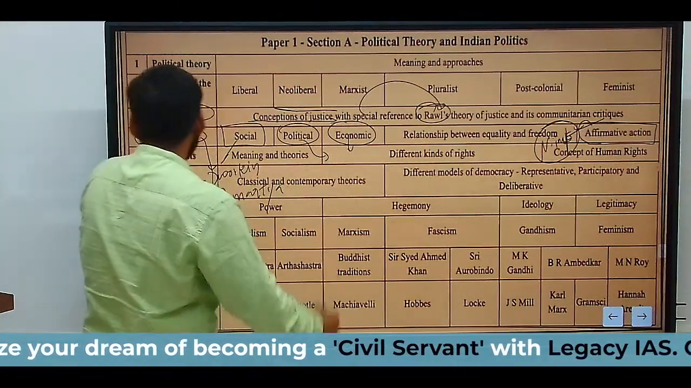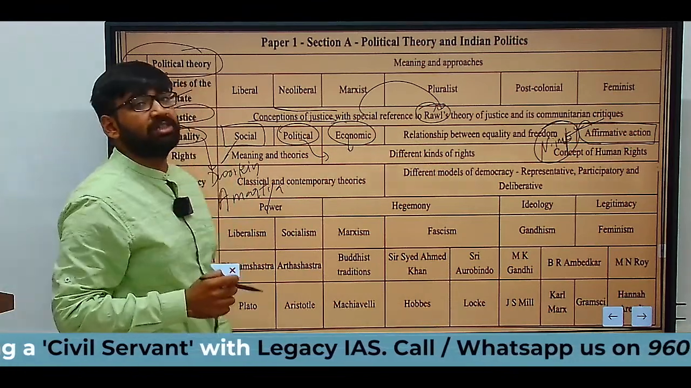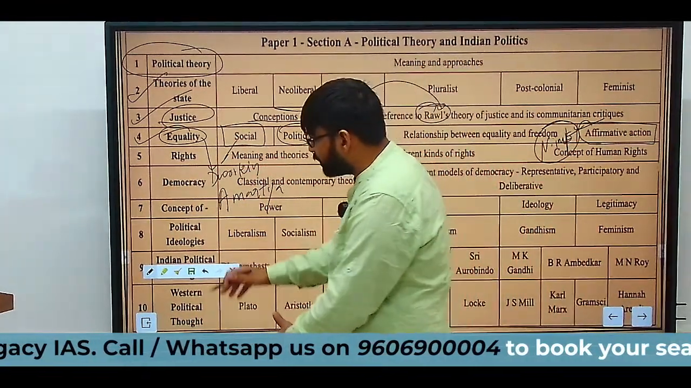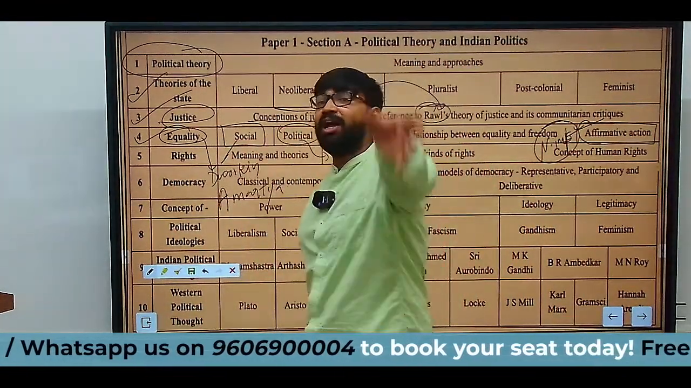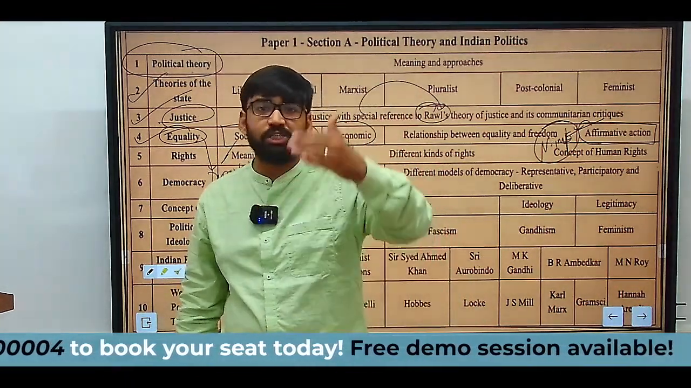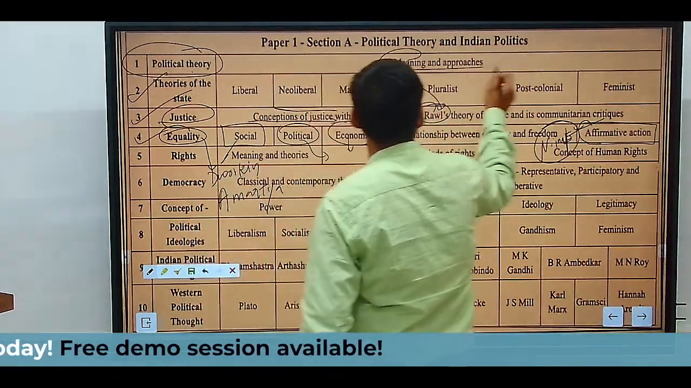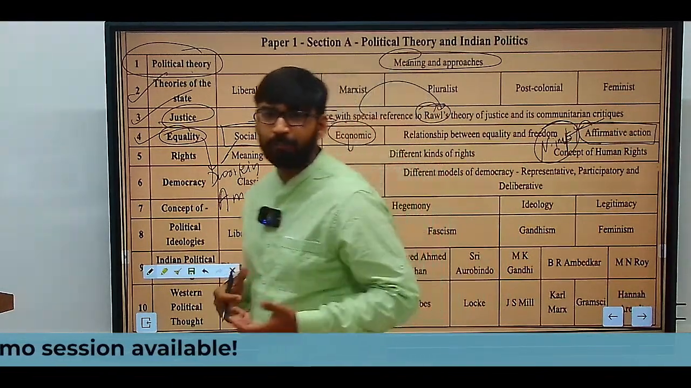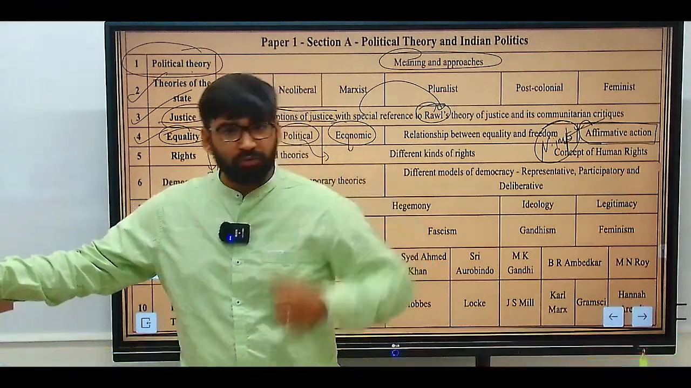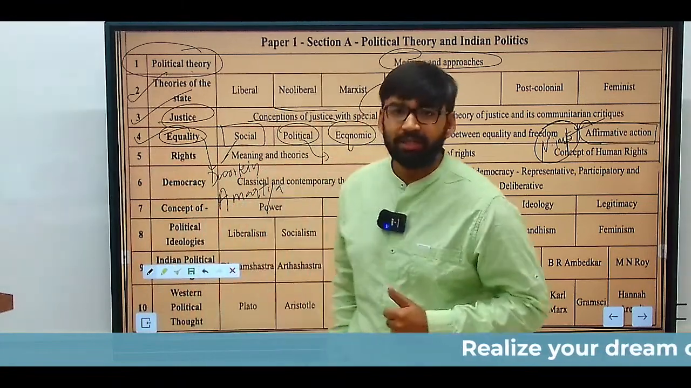Now we have discussed these things. The first chapter you should read at last. After reading these theories, you will understand what political theory is. This is called chronology, this is called sequence. Then you will come to know what political theory is, what its approaches are, and how it changed after the Second World War. Each and every thing will be discussed in the upcoming lectures.